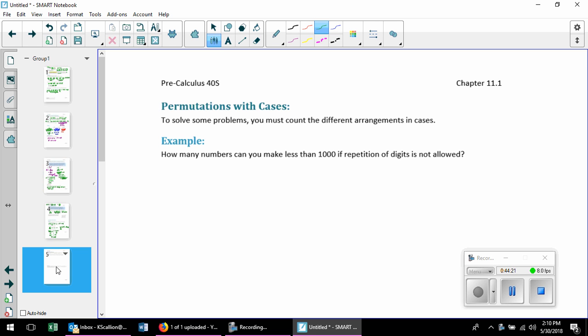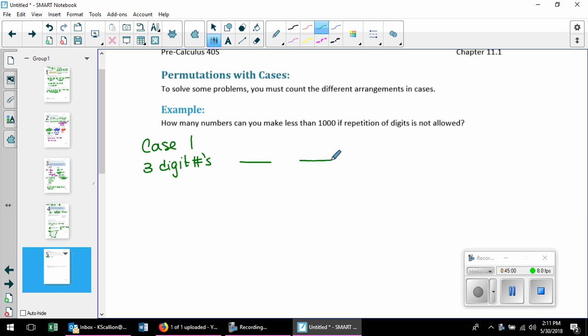Okay. So this one, we're going to do permutations with cases. There's just too many restrictions to get it all done in one equation. So we're going to break it up into other ones. It says, how many numbers can you make less than 1,000 if repetitions of the digits are not allowed? So what is the first number that is less than 1,000? How many digits is that? So in case 1, I'm going to do 3-digit numbers.